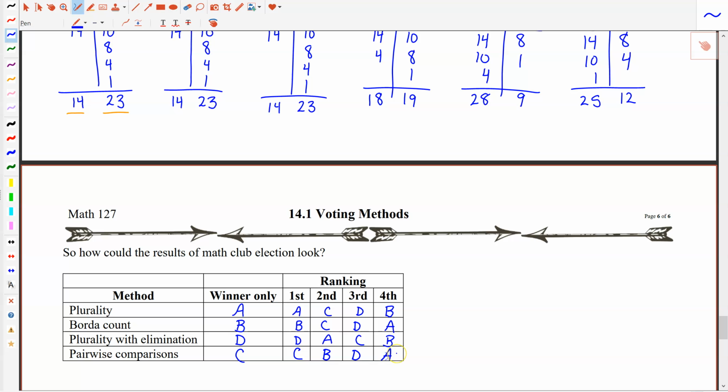So I hope you're seeing that it is very important prior to an election to determine what method you want to use to count the votes. Changing the counting method can ultimately change the winner. And not only that, it can change all of the rankings of all of the other places moving forward as well.